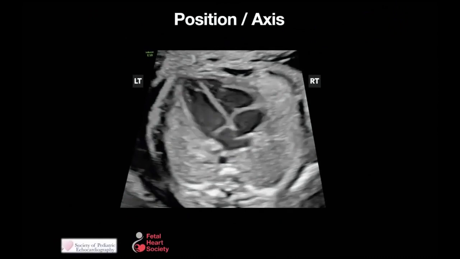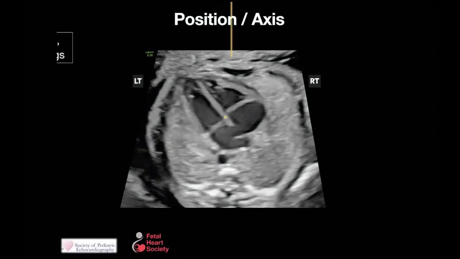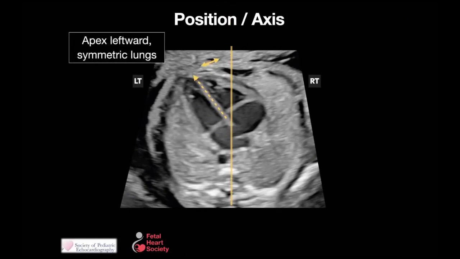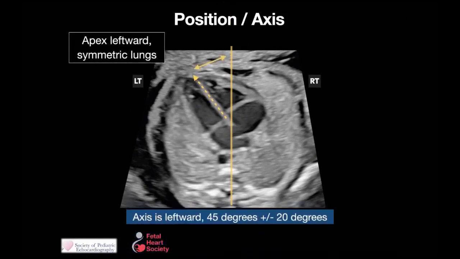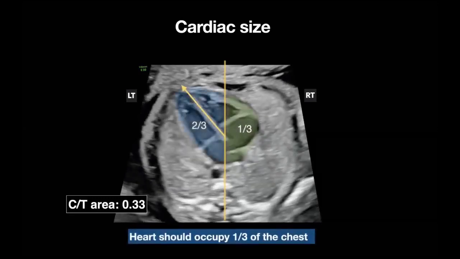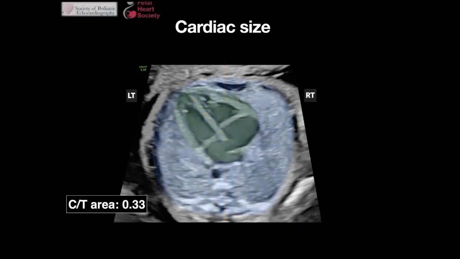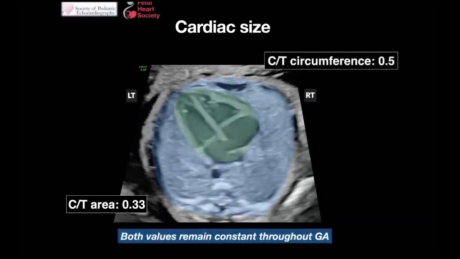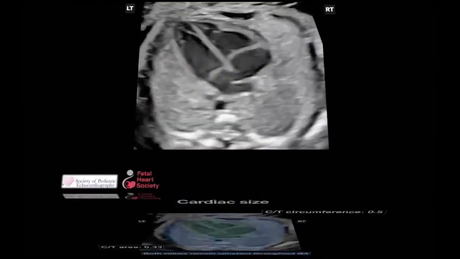When assessing for position and axis at the level of the heart, you want to draw a line down the middle, traversing through the right ventricle. The majority of the heart is on the left side, apex leftward with symmetric lungs, axis leftward, at 45 degrees plus or minus 20 degrees. The heart should occupy at least a third of the chest, and this is assessed as surface area. In circumference, it is about 1/3 to 1/2 of the thoracic cavity in the transverse view. Both of these values remain constant throughout gestational age.